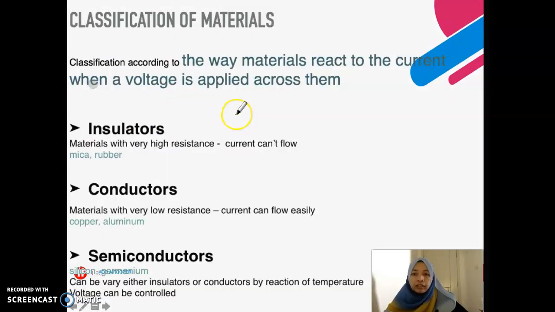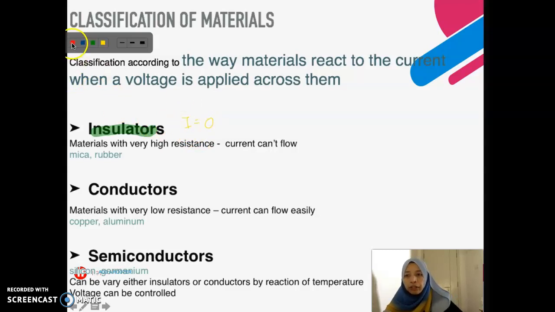Okay, first, how are we going to differentiate the materials? The first one is insulator. What does it mean by insulator? Means there will be no current. Your I will be equal to 0. There will be no current flow inside the insulator. Means it is a very high resistance. Example of insulator is mica or rubber or any glass.